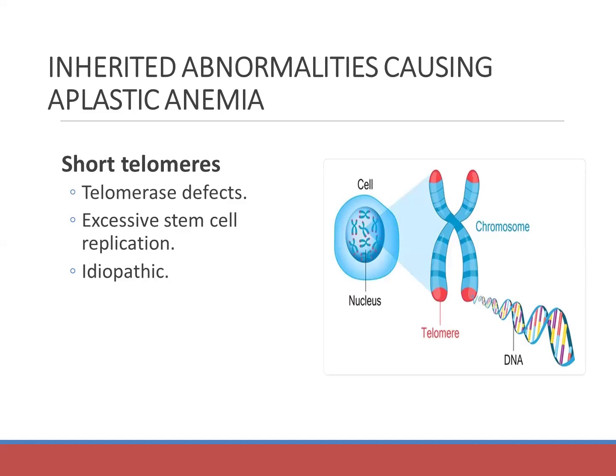Telomeres are the end parts of the chromosome, and they are maintained by the enzyme telomerase. Normally, only stem cells have this enzyme. The mature cells do not have this enzyme, and that is why they age with each DNA replication. In case of short telomeres, the telomeres at the end parts of the chromosomes are shortened prematurely, and therefore the stem cells also undergo premature aging.